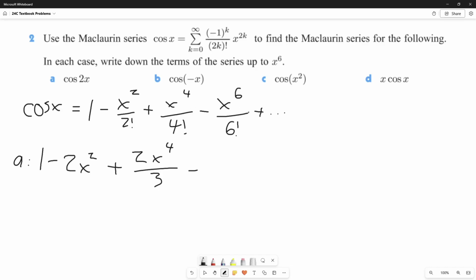Minus 2x to the power of 6 is 64x to the 6th over 6 factorial, 720. And this could be simplified to 4 over 45.